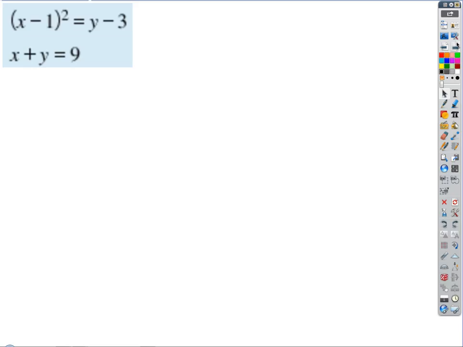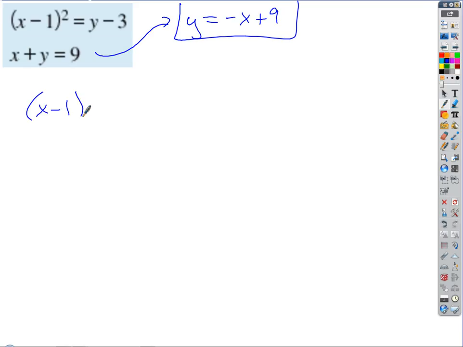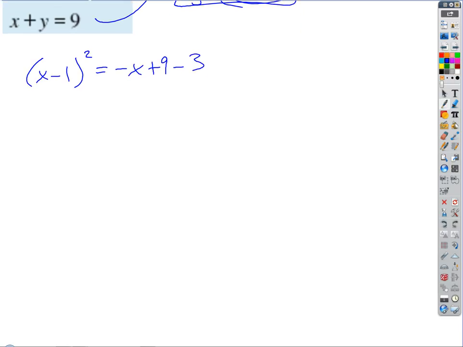Same kind of thing, right? Substitute. Which variable are we going to substitute? Y. Good. Okay, so if we solve for y, we get y equals what? Negative x plus 9. There it is. Okay, so then we end up with x minus 1 squared equals y, which is going to be negative x plus 9 minus 3. Okay? And so that gives us x minus 1 squared equals negative x, what, plus 6? Okay, what next?